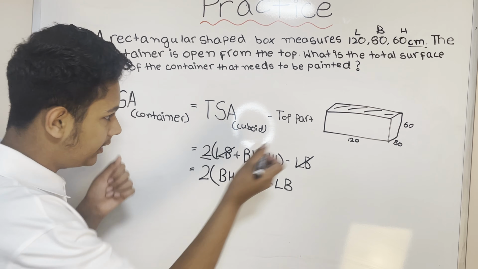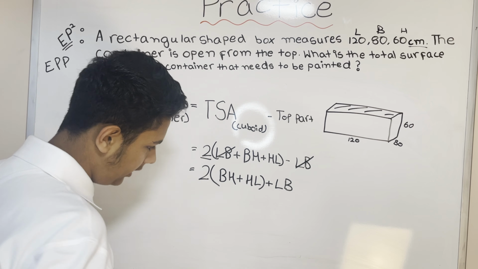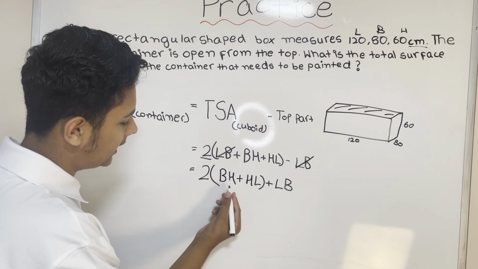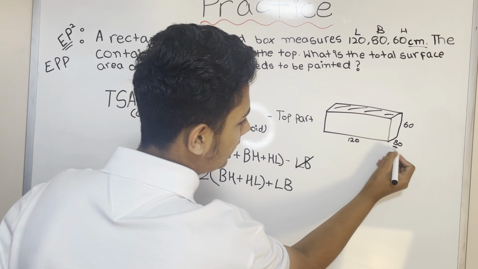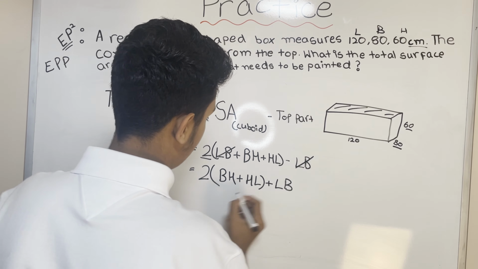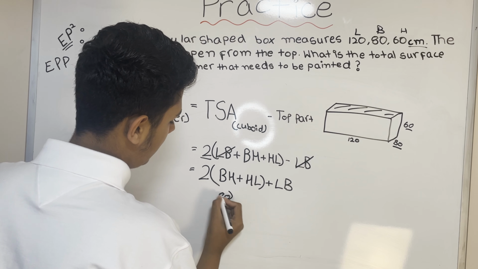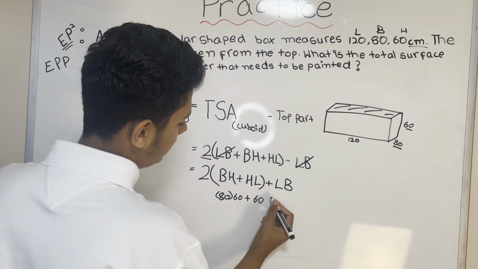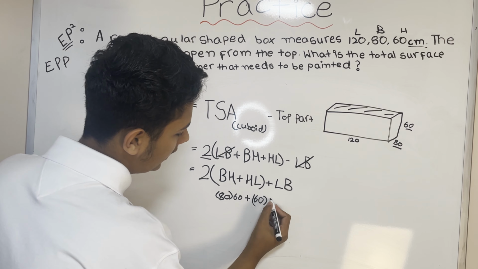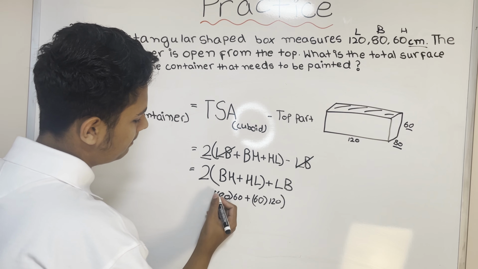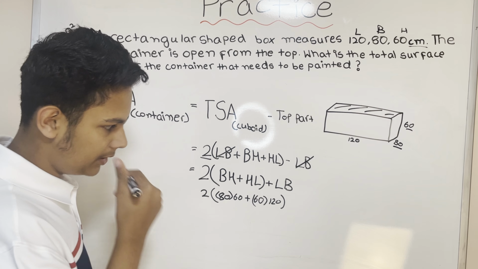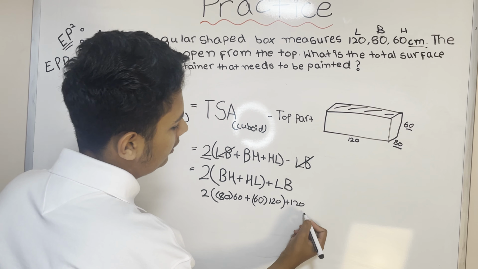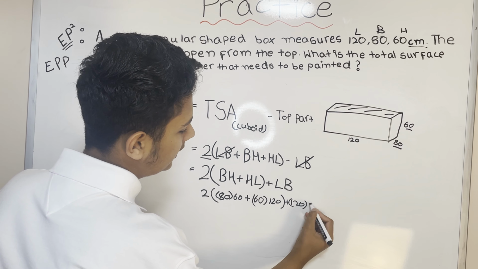Now we're gonna put all the measures in. So if we say it's 2 times breadth, we know the breadth is 80 and height is 60. So 80 times 60 plus our height is 60 times our length is 120. So this is our bracket, and then 2 comes down here. LB, length is 120, this is getting added, 120, and breadth is 80.